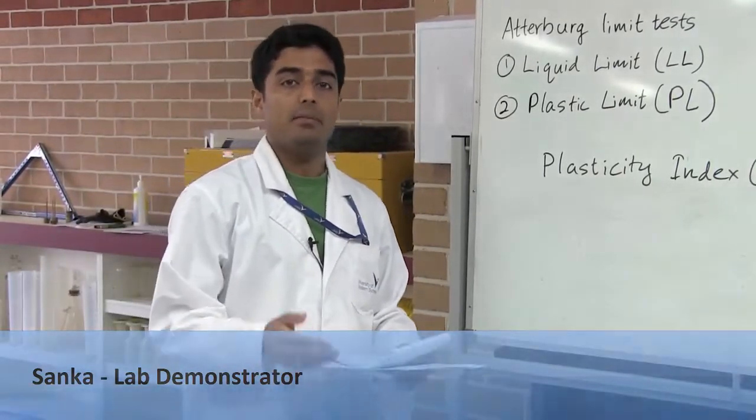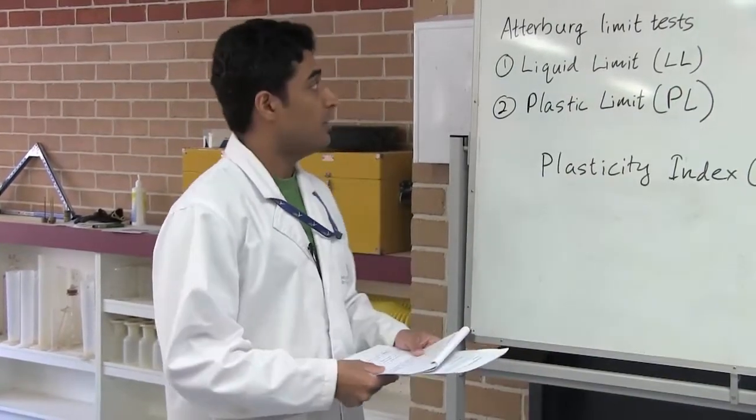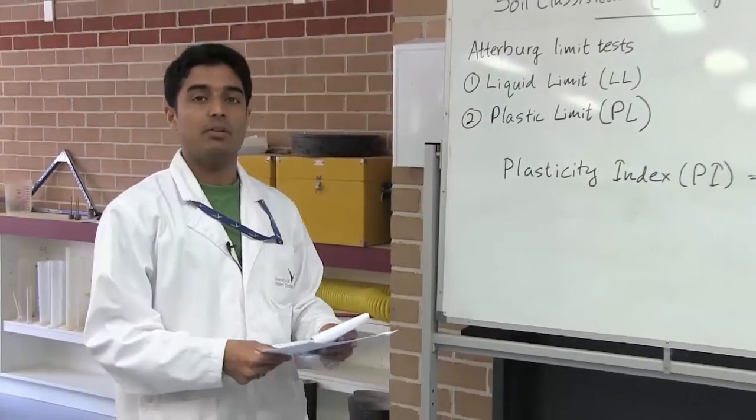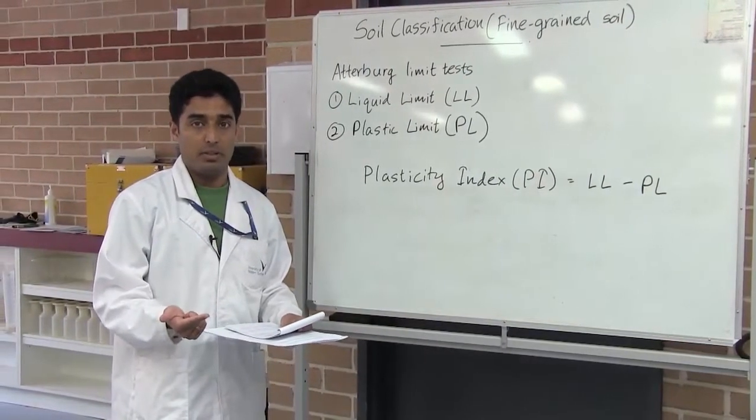Today we are going to conduct the Atterberg limit test in order to determine the liquid limit and the plastic limit of a fine grained portion of a given soil type. We are conducting two types of liquid limit test. One is the Casagrande test and the other one is the cone penetrometer test.